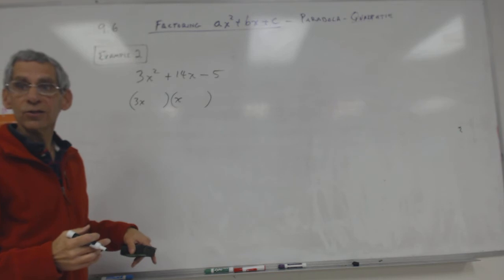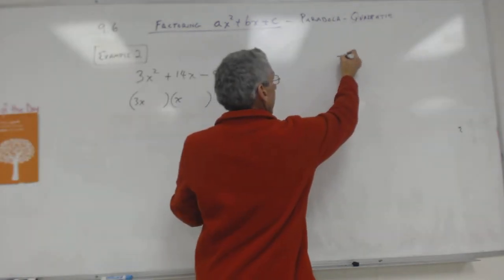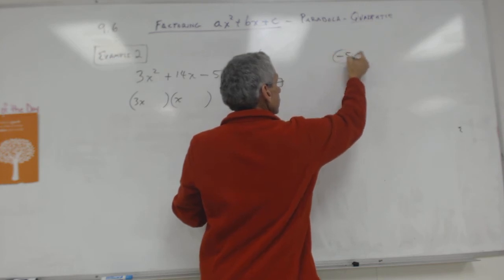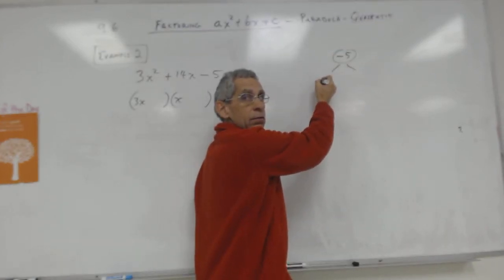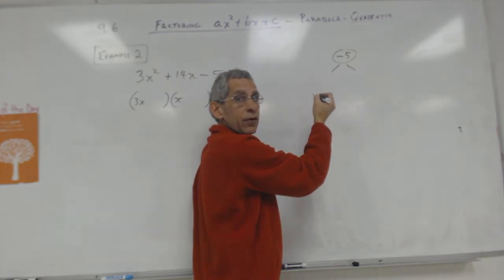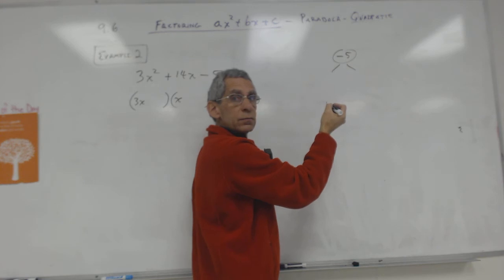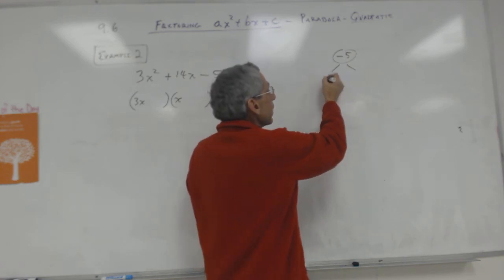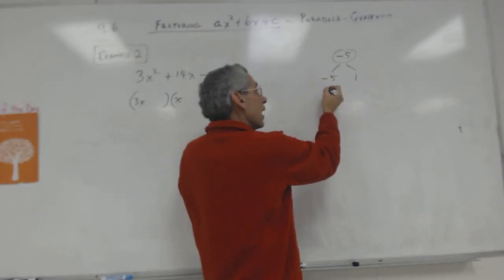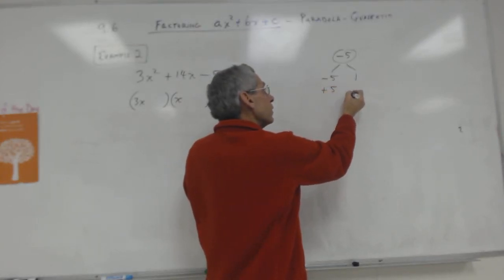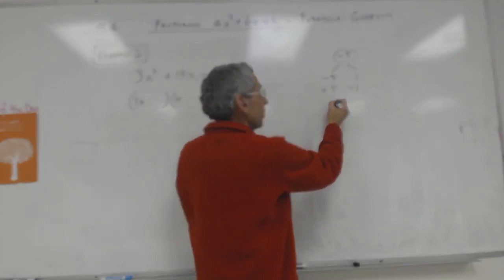This is tricky because there's a lot of possibilities. I'm going to do it over here. Negative 5. All right, so how can I get negative 5? What times what is negative 5? Negative 5 times negative 1? How about negative 5 times positive 1? That was what I meant. How about positive 5 times negative 1? No. Okay, what else?